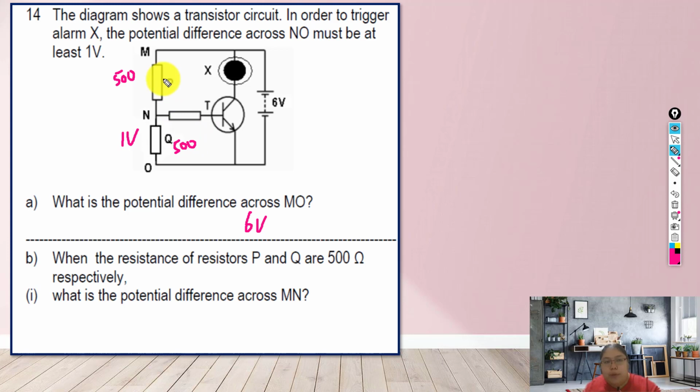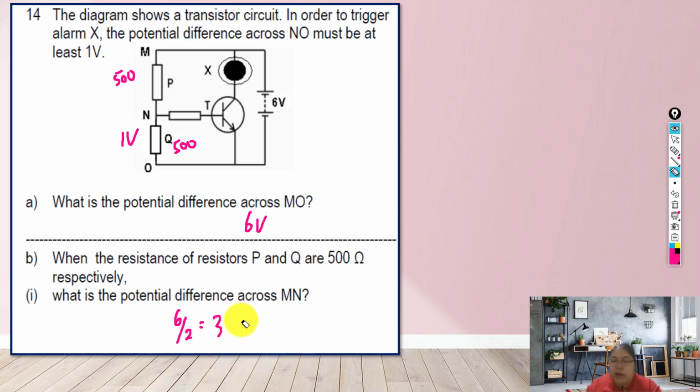Now your both resistance is the same. If both resistance is the same, I just divide by 2. So I just take the 6 volt divide by 2. Both same resistance, so must take the same voltage. So from here, your answer is a 300. Sorry, it's a 3. Okay, erase first. So from here should be 3 volt.